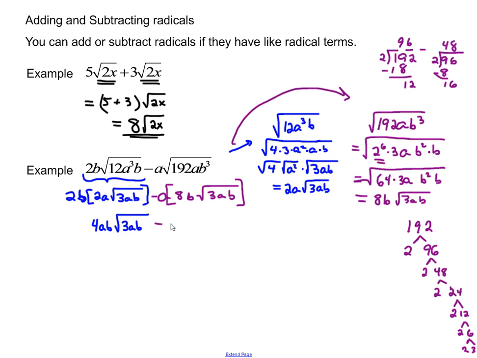So if we put that together, we've got minus 8ab times the square root of 3ab. And lo and behold, we do have like radicals right here that we could subtract. 4ab times square root of 3ab minus 8ab square root of 3ab should give us, as a result, negative 4ab times the square root of 3ab. All right, so by reducing, we can actually add these together, and that's what you're going to find. We will have to reduce some of these radicals completely. All right, more in the next video.